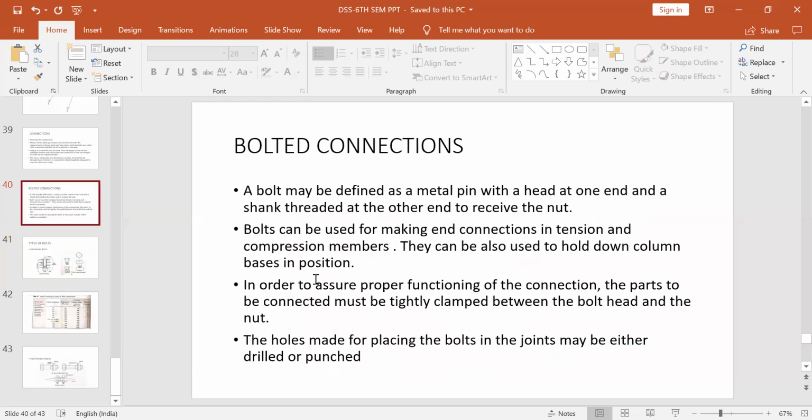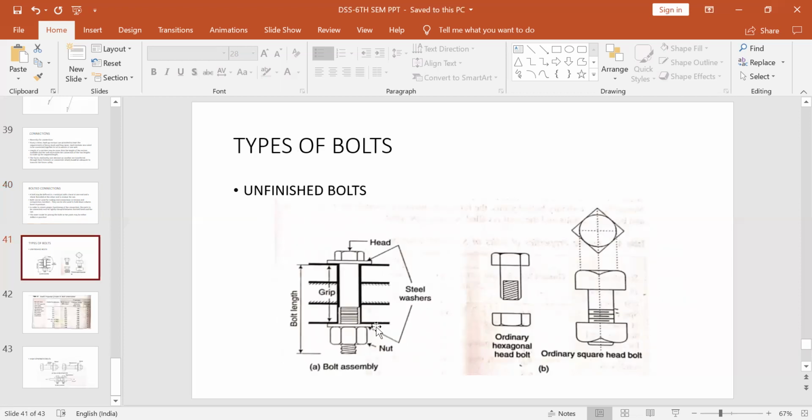Now, in order to assure proper function, this has to be tightly clamped. The holes made for placing the bolts in the joints may be either drilled or punched. Now this hole, as I told you, you have to make holes in the structure, otherwise you cannot insert the bolt. How is the hole made? Either it is done by drilling, where a machine is used to drill a certain diameter, or by punching.